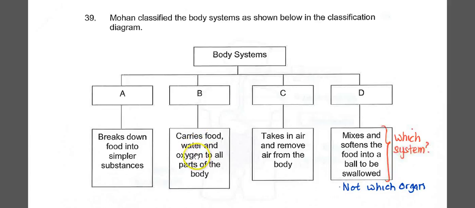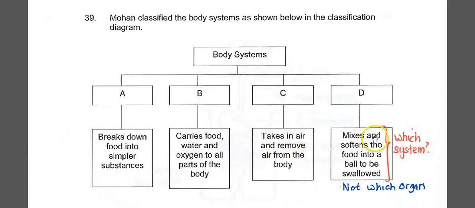Oxygen. The digestive system does not carry oxygen, right? But what system carries all these to all parts of the body? Okay, now this is definitely the circulatory system, right? Oxygen, food, water needed all around the body. This one takes in air and removes air from the body. Takes in air, this is the respiratory system.